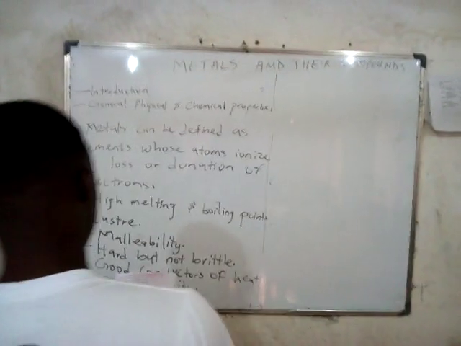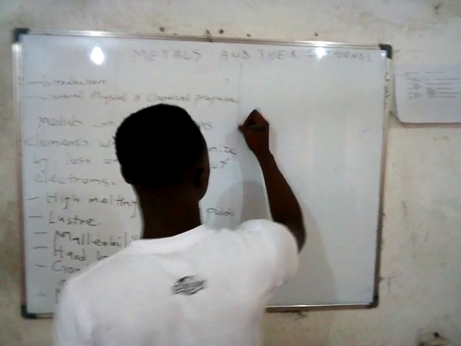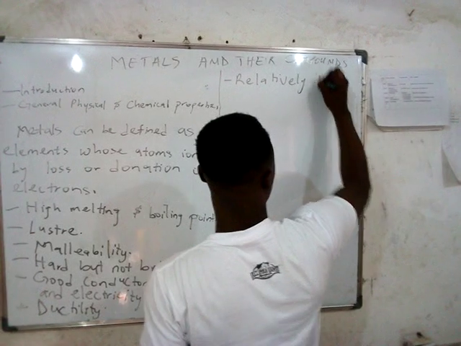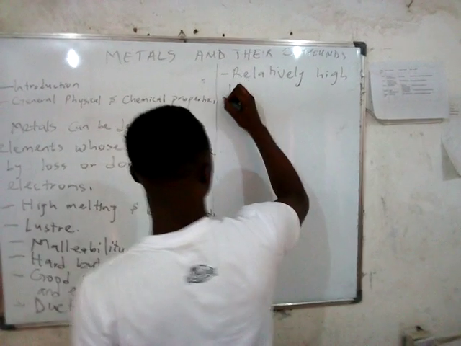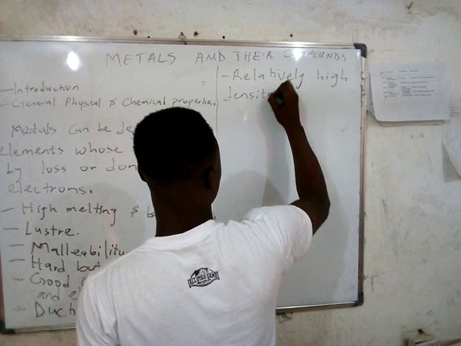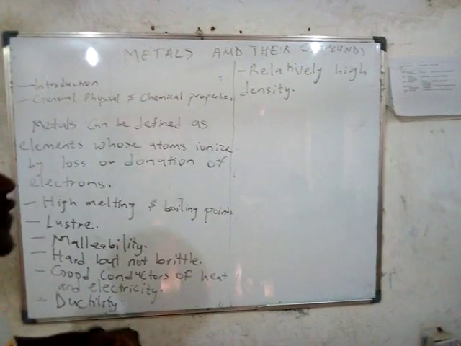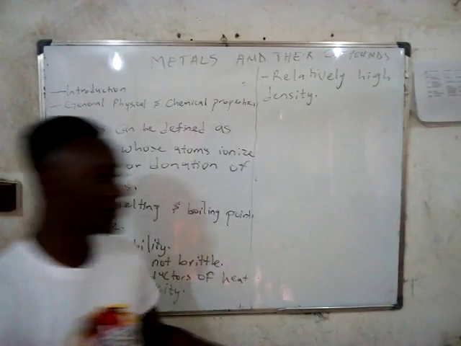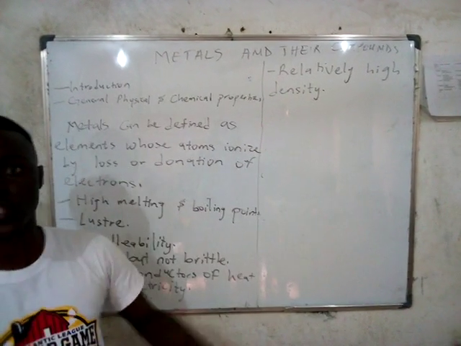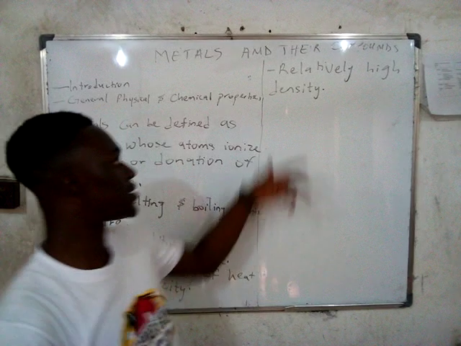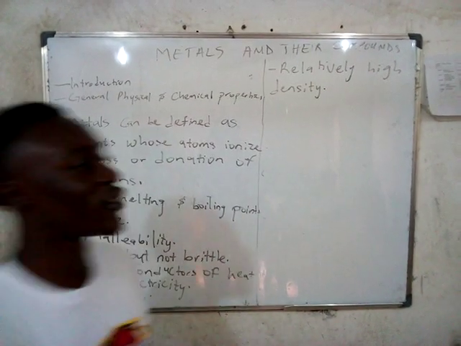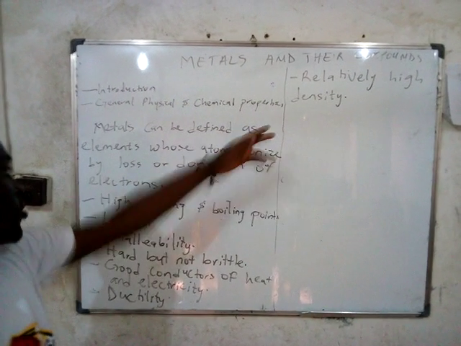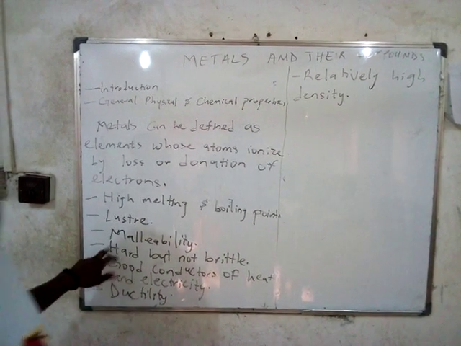And the next property we'll be looking at is relatively high density. Now, metals are very, very dense because of their atomic masses. You see that various metals have very, very dense properties. They are very thick. It takes certain strength or certain amount of force to break or cut into various metals. And it also contributes to the property of them being hard but not brittle.